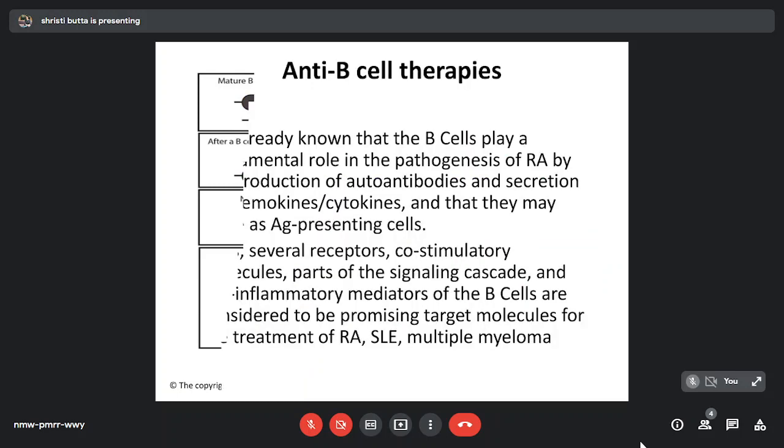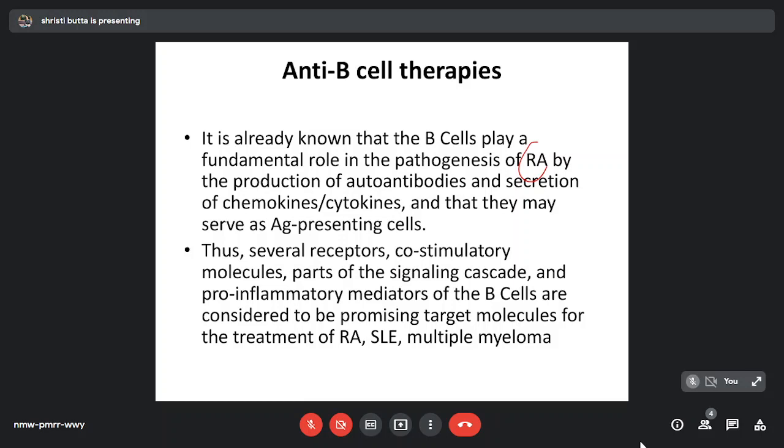It is well known now that B cells play a fundamental role in the pathogenesis of several diseases, particularly rheumatoid arthritis, or for that matter, SLE, and even multiple myeloma. This occurs through the production of autoantibodies, the secretion of chemokines and cytokines, and further assistance in antigen presentation. Thus, there are several receptors and co-stimulatory molecules in parts of the signaling cascade that can be targeted for treatment planning in rheumatoid arthritis, SLE, and multiple myeloma patients.